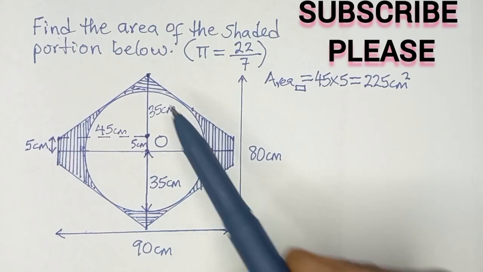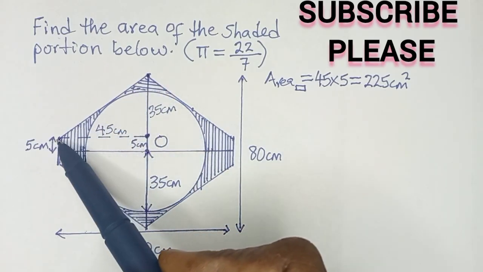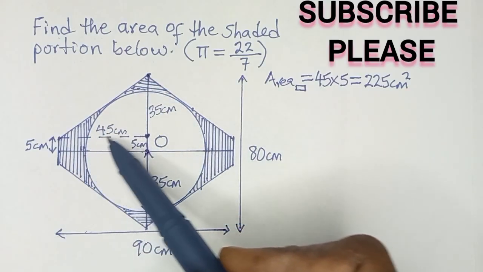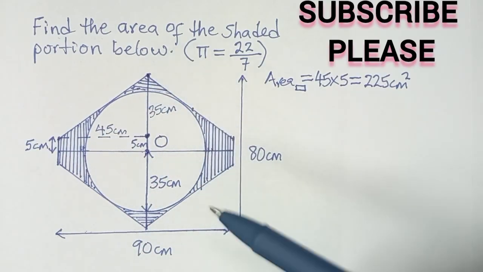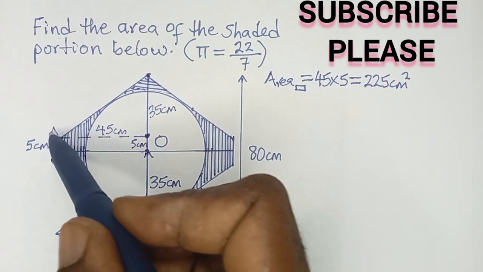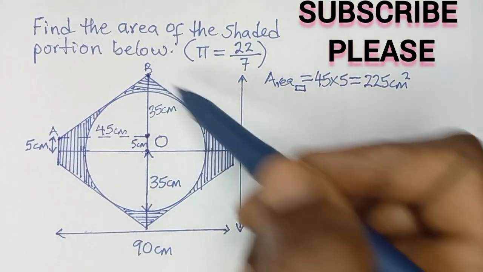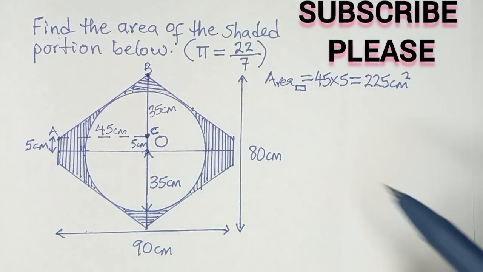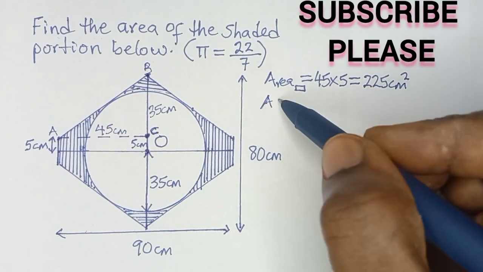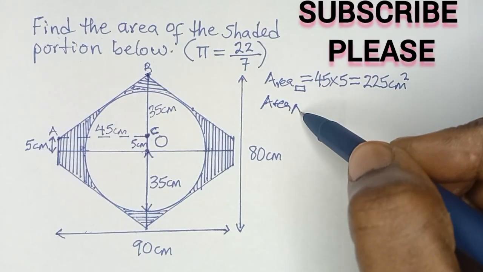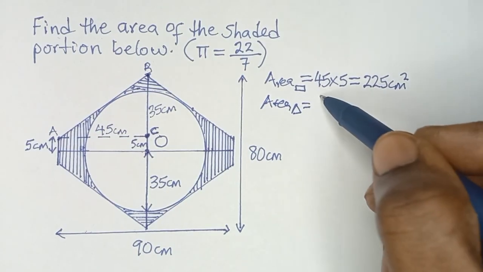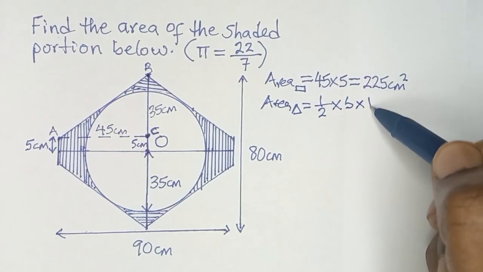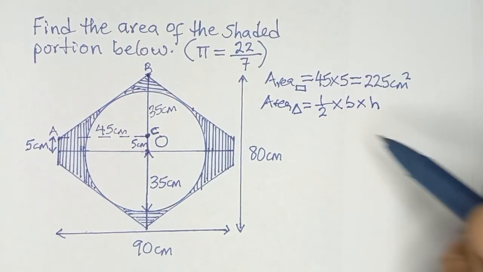So now I'm going to find the area of this triangle that we have here. Maybe I'll call it triangle A, B, and then let me put this point C. So I'm going to find the area of triangle ABC. I can simply write area of triangle is equal to half multiplied by the base multiplied by the height. So that's the formula for the area of a triangle.